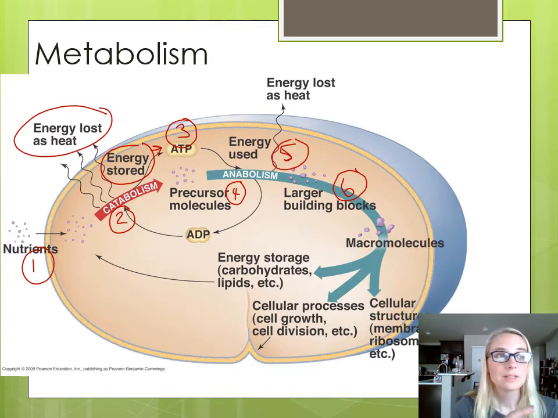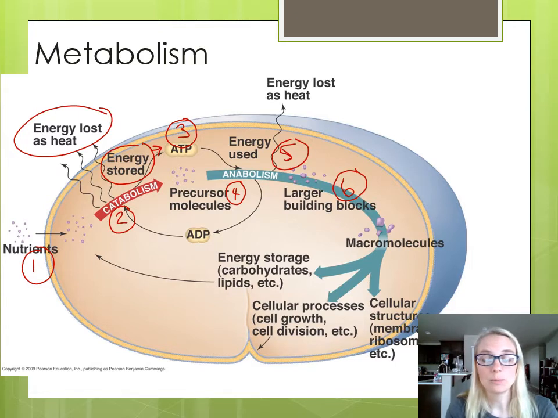So say we eat a protein, we break it down into the individual amino acids, and then we build it back up into the protein that we want by using those amino acid building blocks.